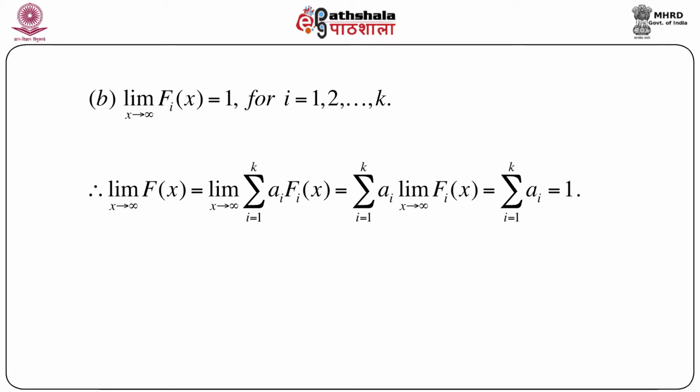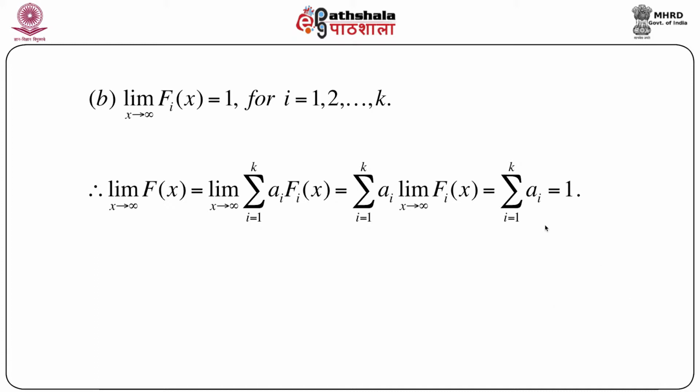Again, limit x goes to infinity F(x) equals limit x goes to infinity of the sum. Now replace F(x) by summation a_i F_i(x). Now remember, this k is a finite quantity, so this is basically a finite sum. So we can easily bring this limit inside the summation sign, so that it becomes summation i equals 1 to k a_i limit x goes to infinity F_i(x). And again, limit x goes to infinity F_i(x) is just 1, because F_i(x) is a distribution function for every i, and that means it goes to 1 as x goes to infinity.